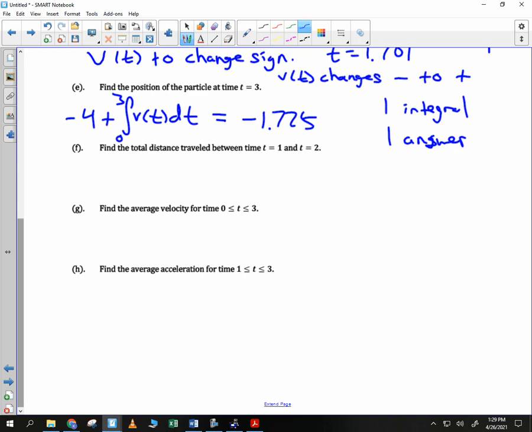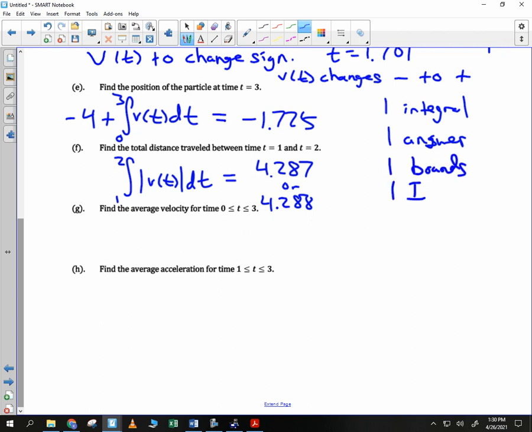Find the total distance traveled between 1 and 2. Total distance is going to be the integral 1 to 2 of the absolute value of v of t dt. And that should be equal to 4.287 or 4.288. We're going to give you 3 points for this one: one for the bounds, one for the integral, and one for the answer.